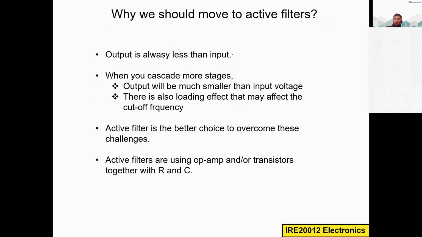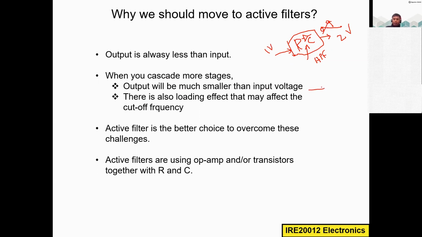Output is always less than input in the passive filters, that we know, because it's using only R and C elements in the circuit design. So whatever input you give, if you give 1 volt, you will get at the output maybe 0.9 volt. It doesn't matter whether it's a low pass filter or high pass filter, because it's using only passive elements. But if you introduce active elements like an op amp inside, then if you apply 1 volt, you will get 2 volts or more based on the gain. So when you cascade more stages, the output will be much smaller than the input voltage.